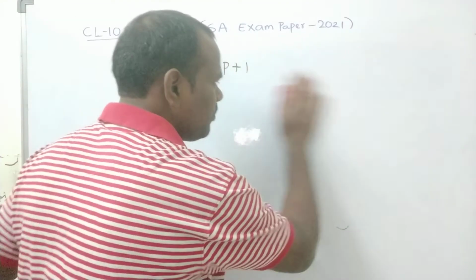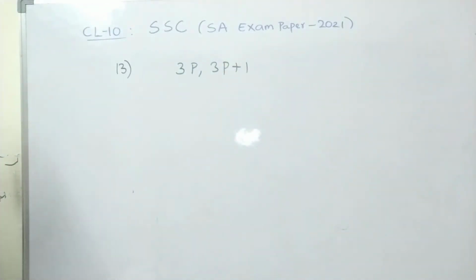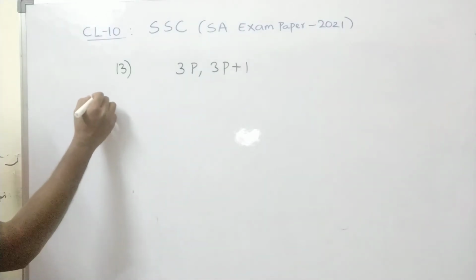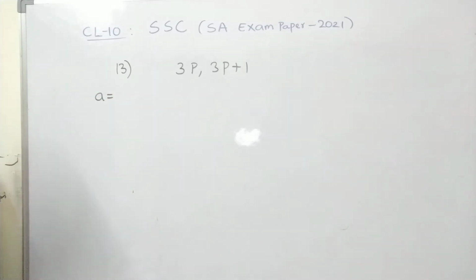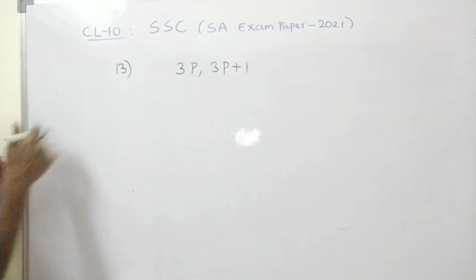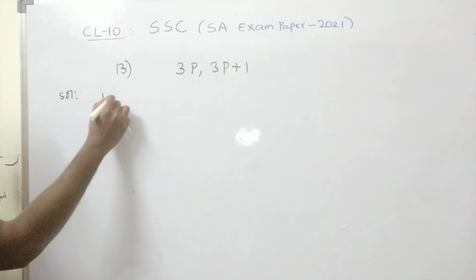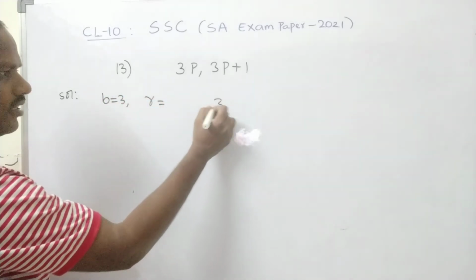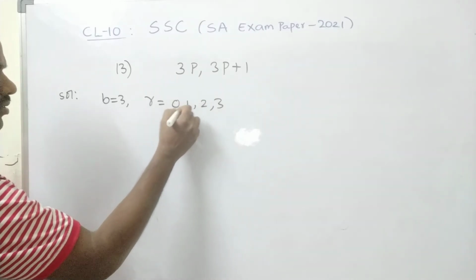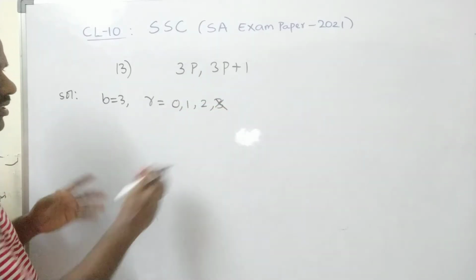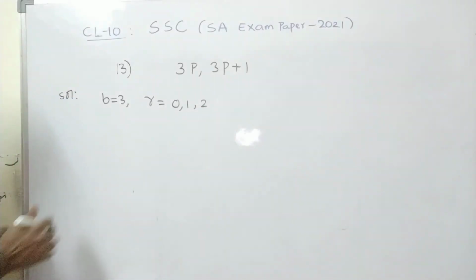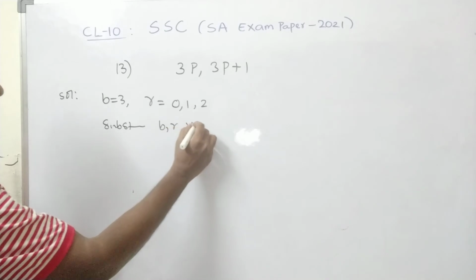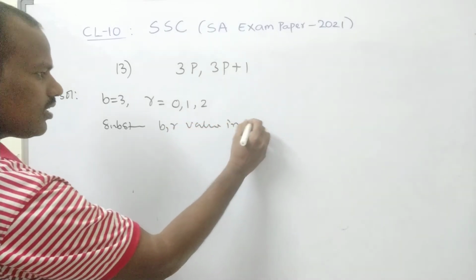Because he is asking for the Euclid division algorithm, it takes a lengthy one, please concentrate here. From the given, B is the divisor. So B is equal to 3, and the remainder is always less than 3, that is 2, 1, 0. So strike out 3, because the remainder is always less than the divisor. So substitute the B, R values in the Euclid division lemma.